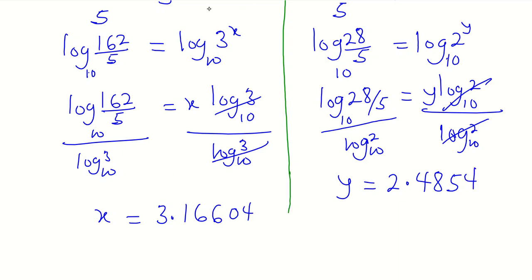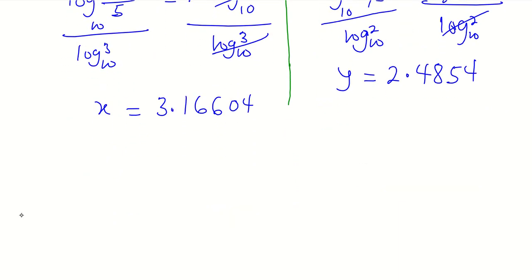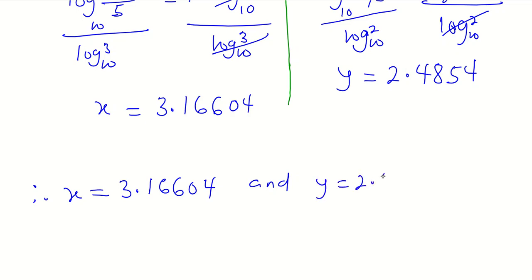So you can conclude by saying that therefore x is equal to 3.1660, and we have y to be equal to 2.4854. So this becomes the values of x and y.